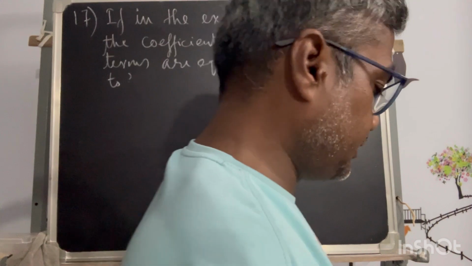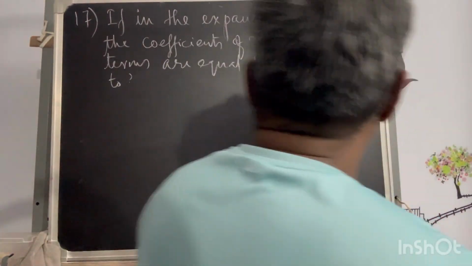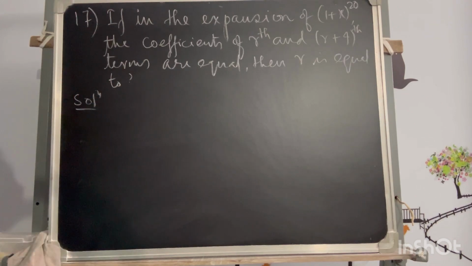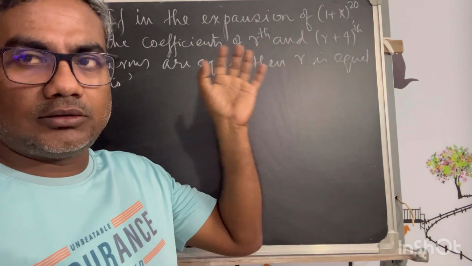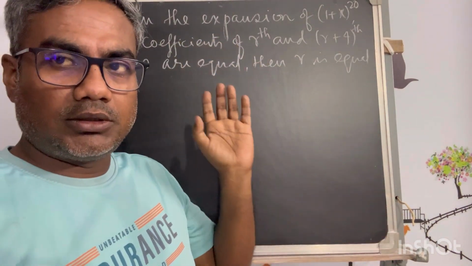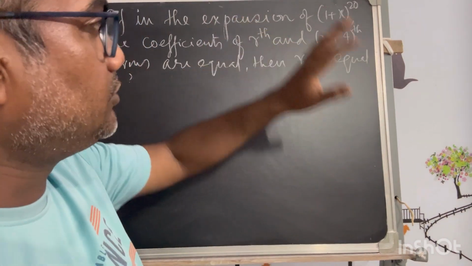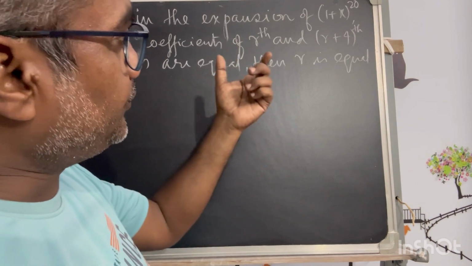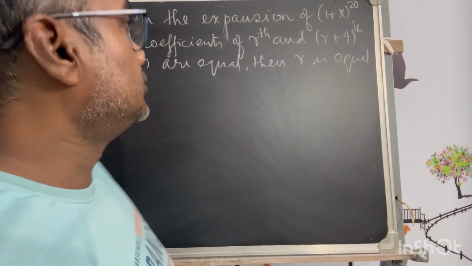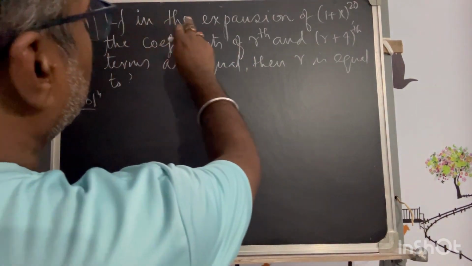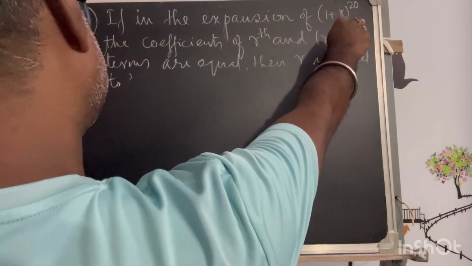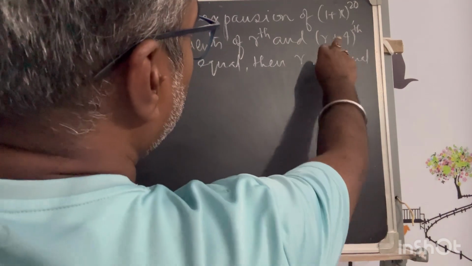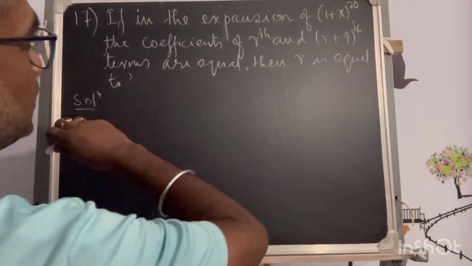There also options are given, but let us try without any option. My prime intention is always to find the answer, not based directly on the options given. If you can solve it without taking any guidance from options, your basics will be clearer. So let's try. If in the expansion of (1 plus x) to the power 20, the coefficients of rth and r plus 4th terms are equal.